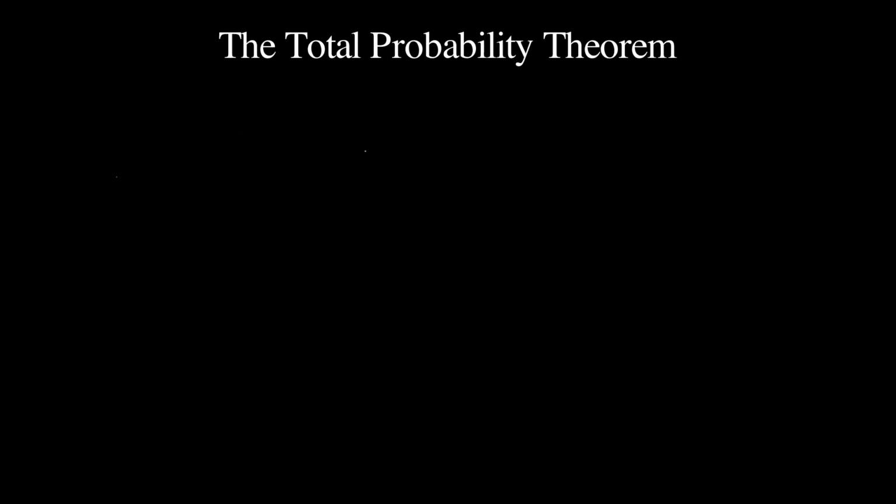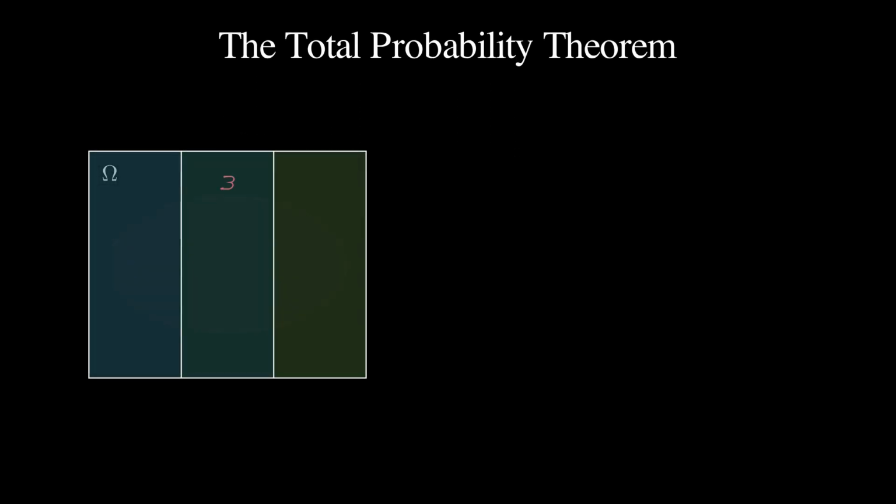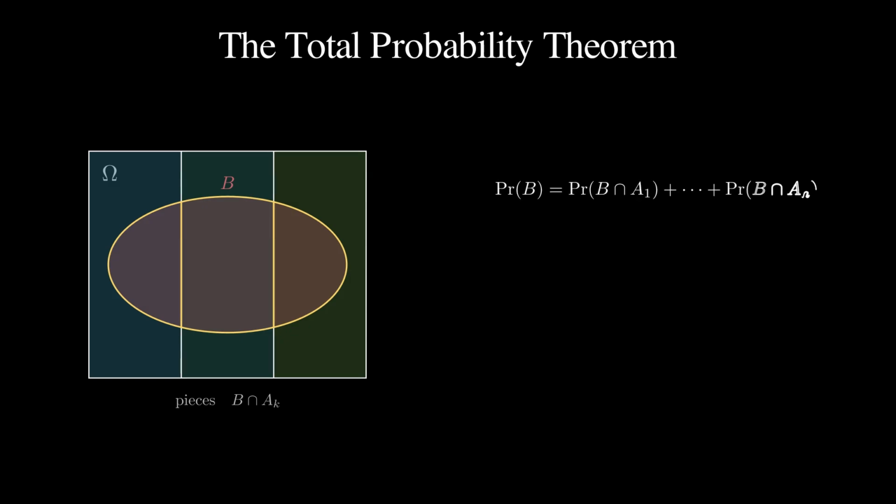Now drop an event B onto this partition. Wherever B falls, the tiles cut it into pieces, the part of B inside A1, the part inside A2, and so on. Since the tiles are disjoint, these pieces are disjoint too, and together they reassemble all of B. By the third axiom, the probability of B is just the sum of the probabilities of those pieces, the probability of B in A1 plus B in A2 and so on across the partition.